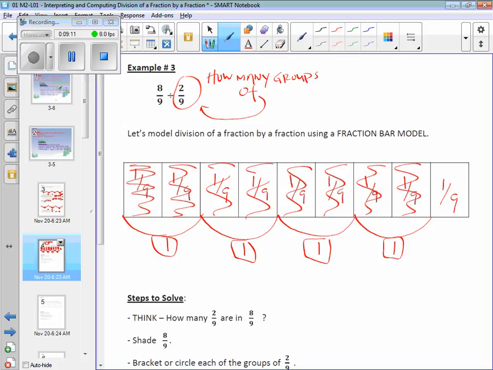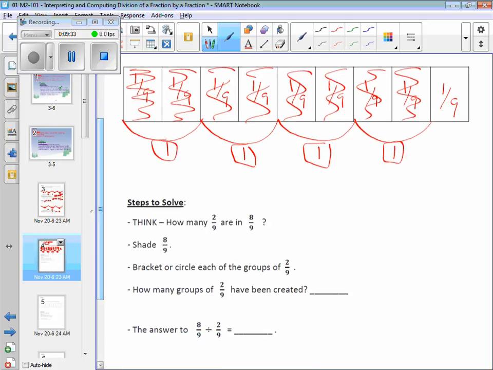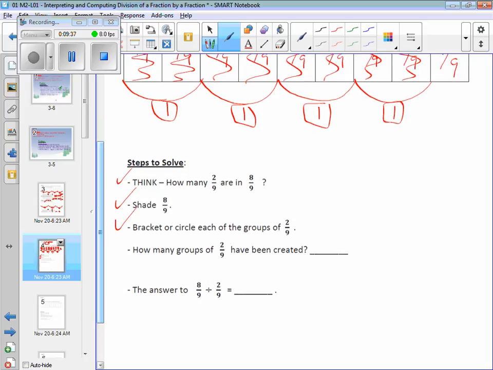So I have how many complete groups? Giuseppe. 4. Not 4/9. 4. The answer to 8/9 divided by 2/9 is 4. Now, if you said 4/1, technically you're correct also, because 4/1 is equal to 4, simplified. We did this, we did this, we did this, and we did this. And we did that.